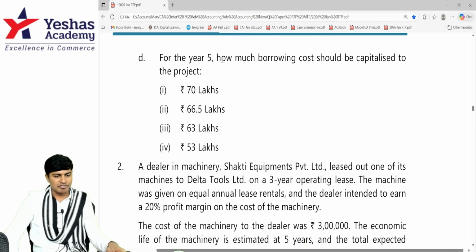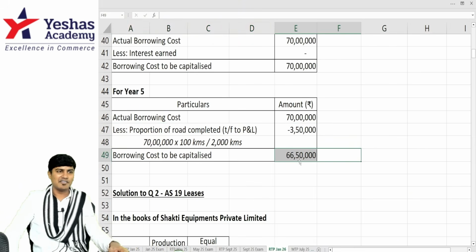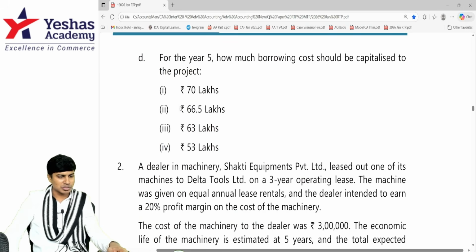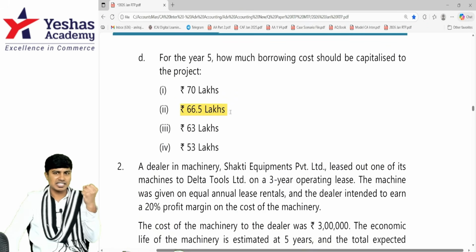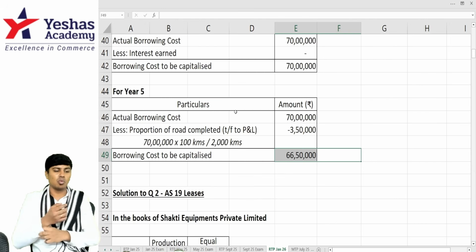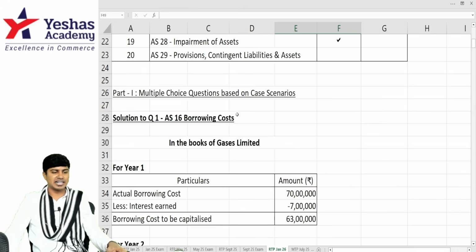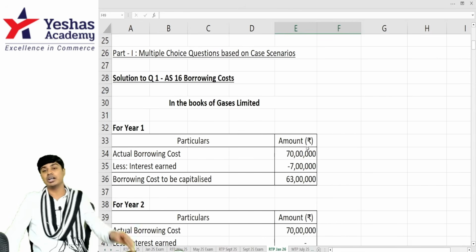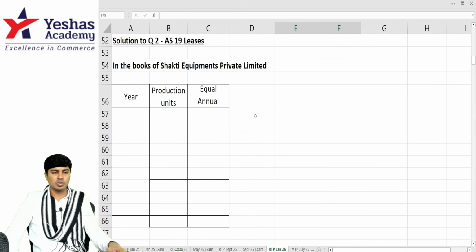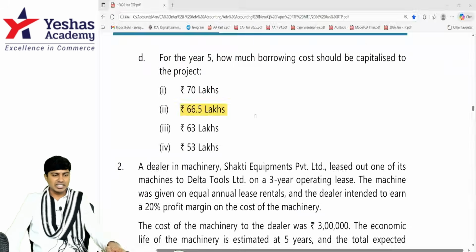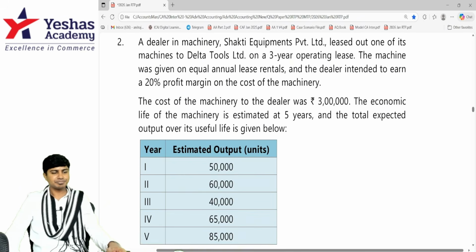Then do we have a fourth question? Yes. For year 5, how much borrowing cost should be capitalized? This we know: 66 lakh 50,000. Option 2 is the correct answer. By this, we have successfully completed answering question number 1, which is on Accounting Standard 16, a case scenario based question in our RTP Jan 2026. We'll now move forward to question number 2, which is on Accounting Standard 19, Leases.